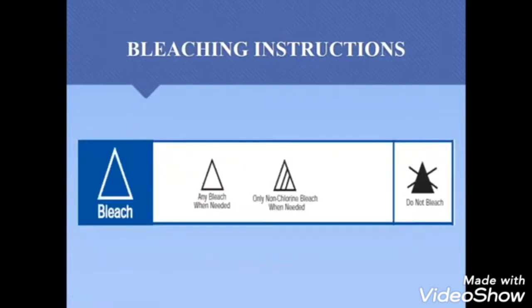Next is bleaching instructions. Bleaching instructions include type of recommended bleach. A triangle indicates that any bleach can be used when needed. A triangle with diagonal lines indicates that only non-chlorine bleach such as hydrogen peroxide can be used. In case a garment cannot be bleached, then it is indicated by a triangle with a cross on it.